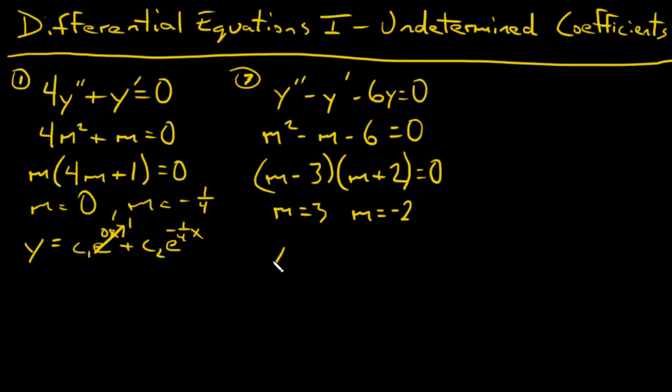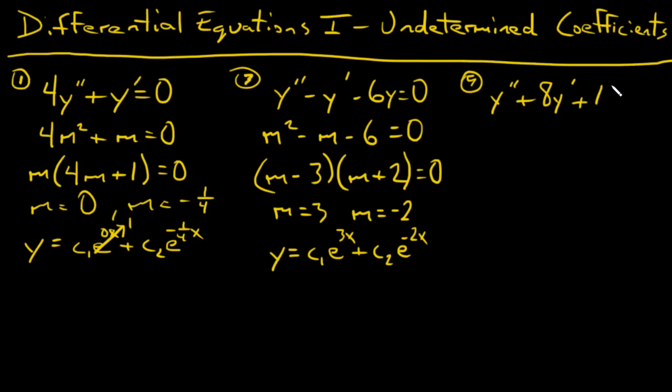So I'm going to wind up with y equal to c1 times e to the 3x plus c2 e to the negative 2x. And it doesn't matter what order I put them in. It's an arbitrary choice, so no big deal. That's our answer. Like I said, 20-second solves for some of these. So let's look at number 5. y double prime plus 8y prime plus 16y equals 0. Well, this is going to be m squared plus 8m plus 16 equals 0.